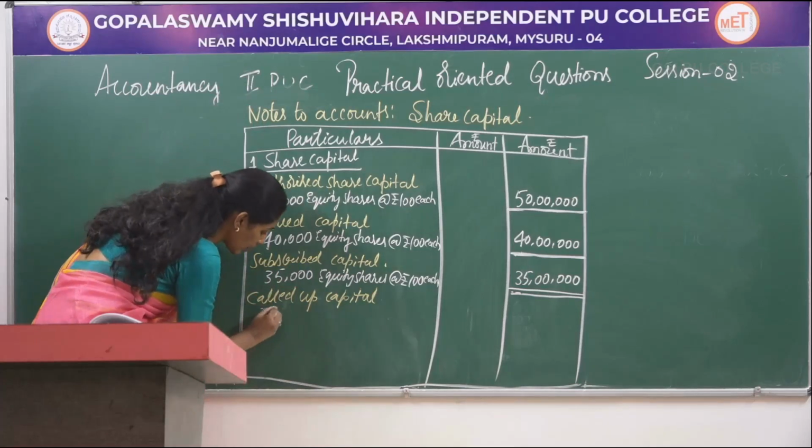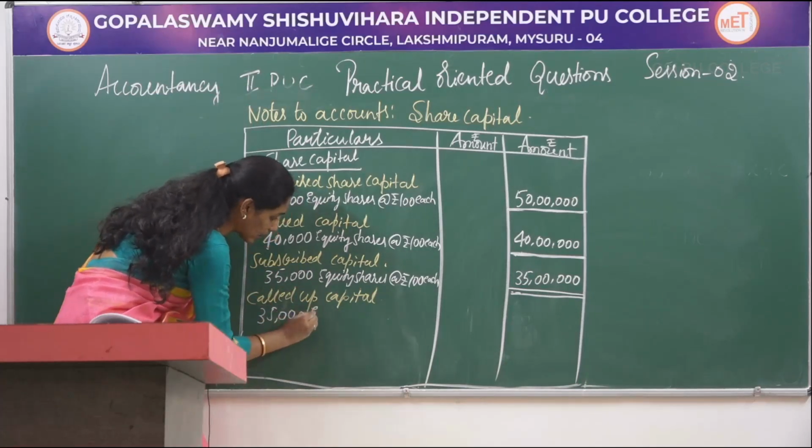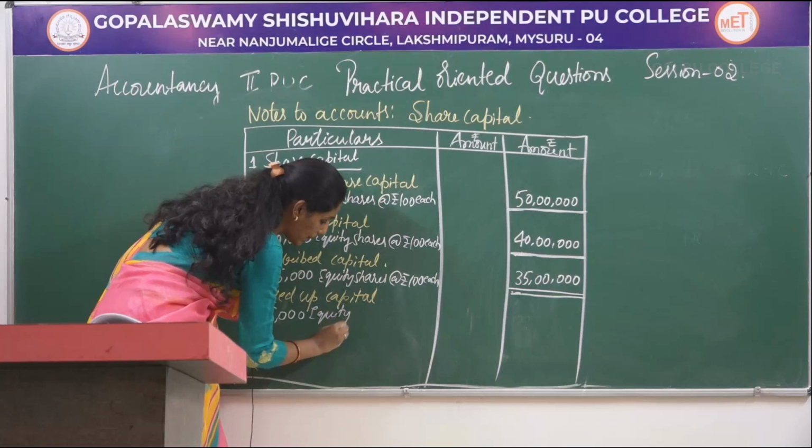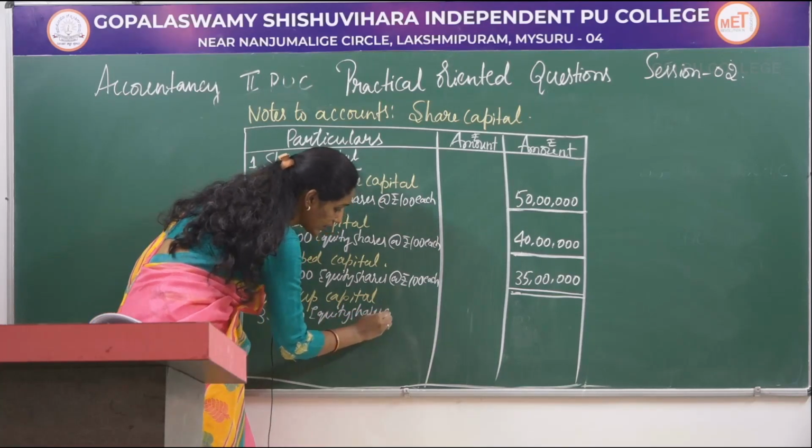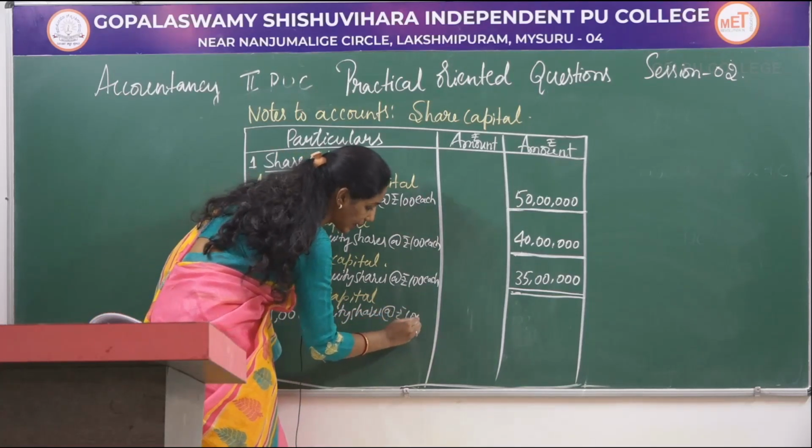So here, 35,000 equity shares at rupees 100 each have been called up.